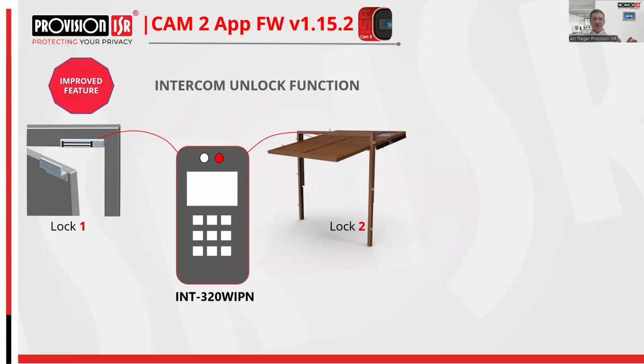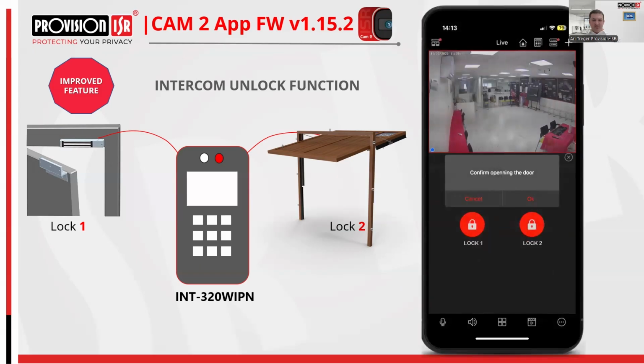Our intercoms are equipped with 2 relays, allowing them to unlock 2 separate doors. In previous versions of our Cam2 application, there was only one unlock button, which activated both relays simultaneously. With the release of version 1.15.2, users now have independent control over each lock, which means you can open up each door separately, providing even greater flexibility and improved access control management directly from our application.